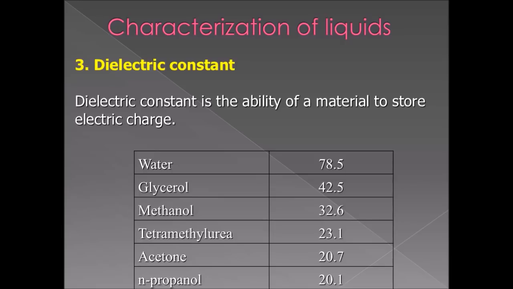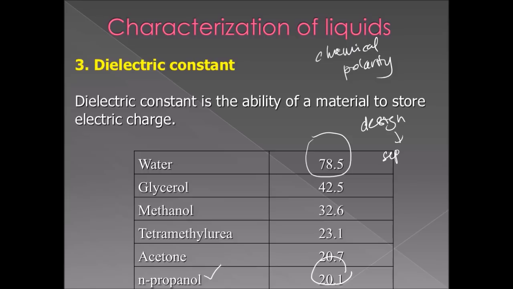Liquid can also be characterized by dielectric constant. Dielectric constant is the ability of a material to store electrical charge. It is a relative measure of the chemical polarity of a liquid. For example, water is very polar and it has a quite high dielectric constant of 78.5, while the non-polar molecule, n-propanol, has a dielectric constant of 20.1. This information is particularly important when we intend to design any separation, or for analytical chemistry in chromatography.